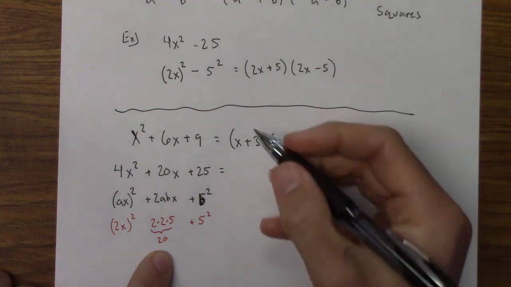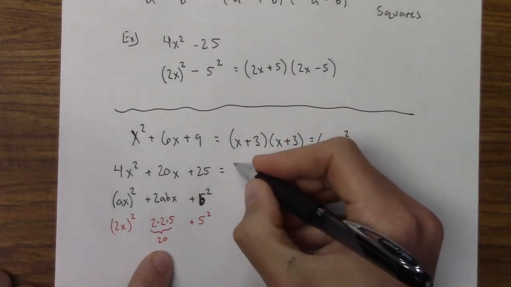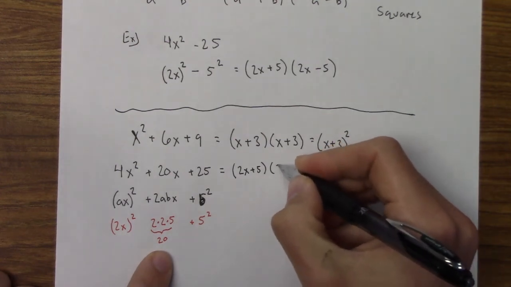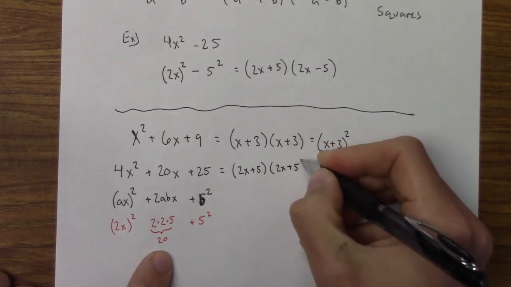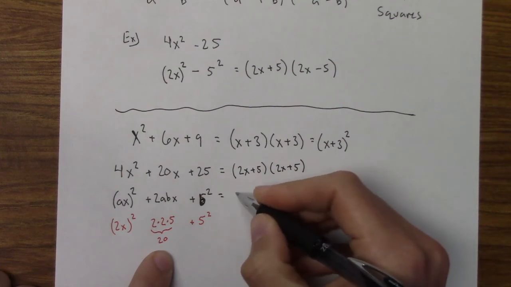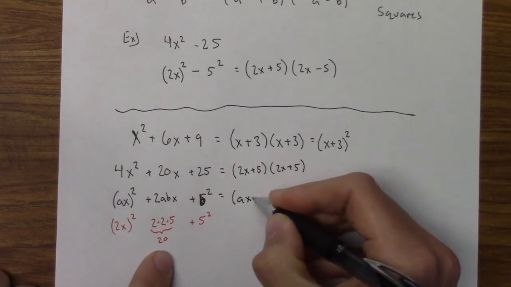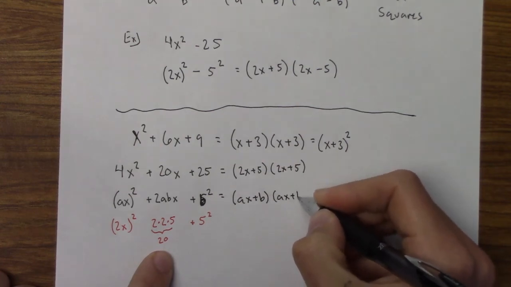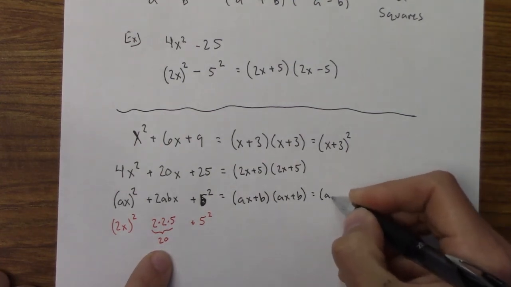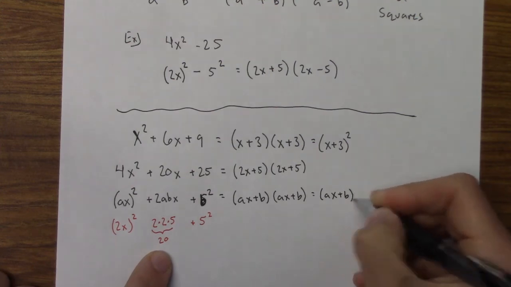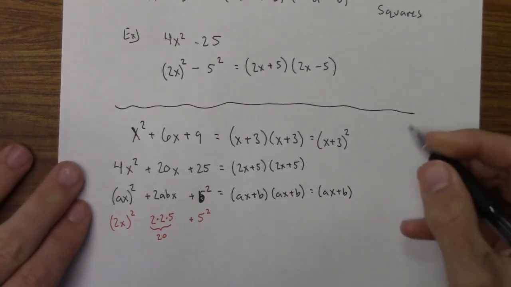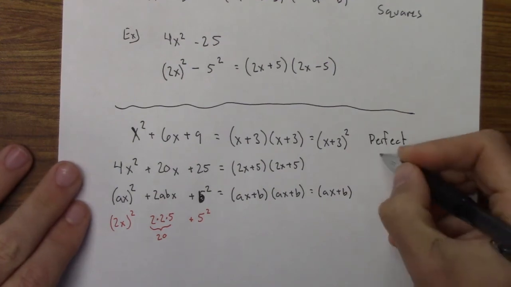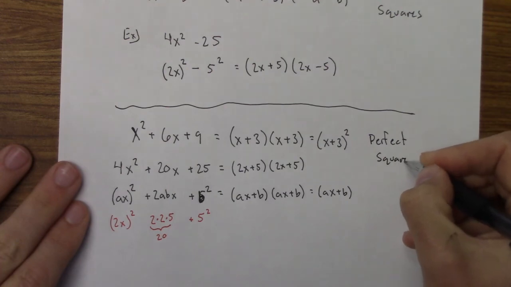So what that means is this. My factored form up here is going to be 2x plus 5 twice. 2x plus 5. And just to get the example down there, my blueprint then says ax plus b times ax plus b, which can be rewritten as a perfect square. This one has the name perfect square trinomial.